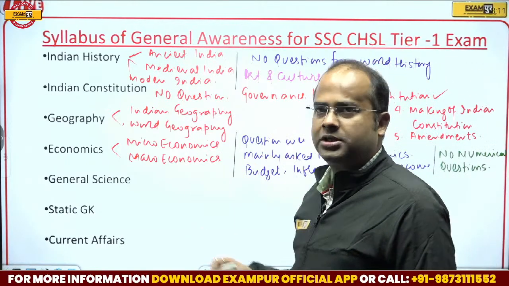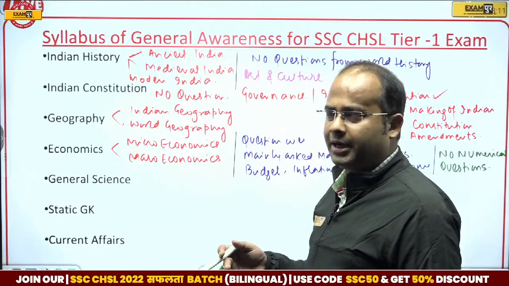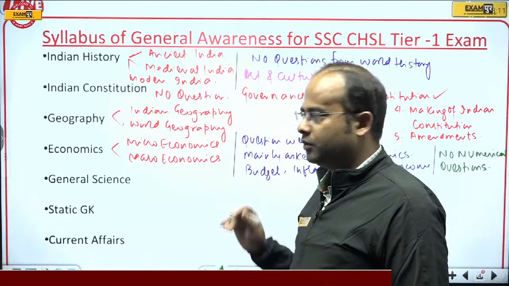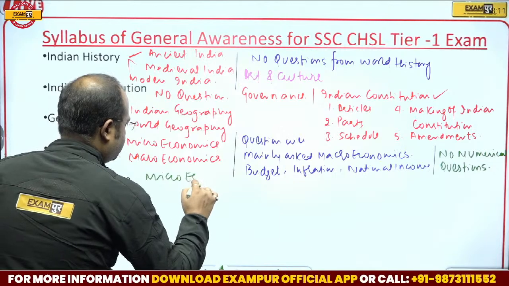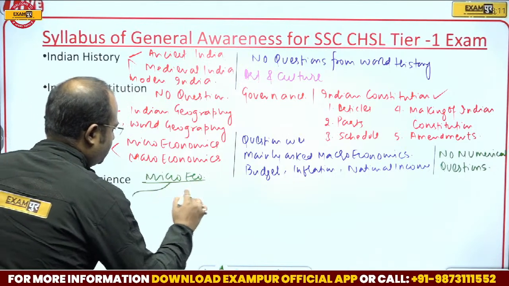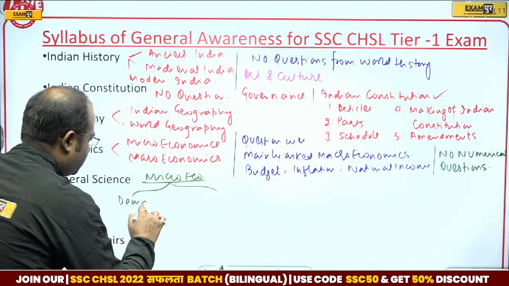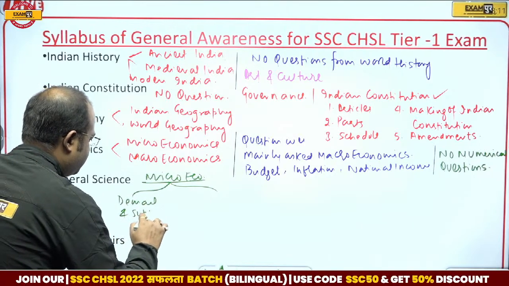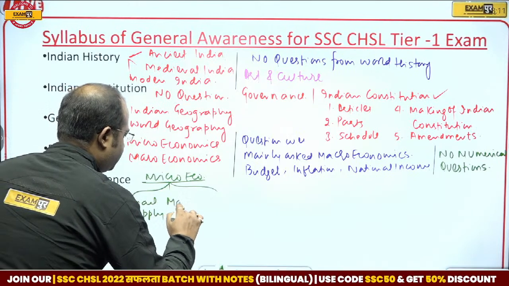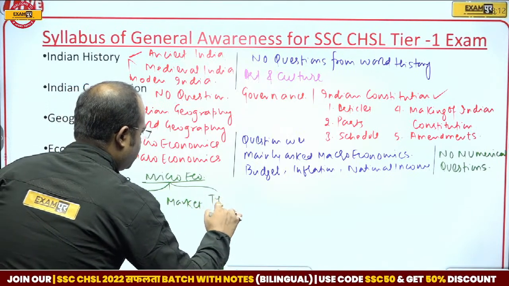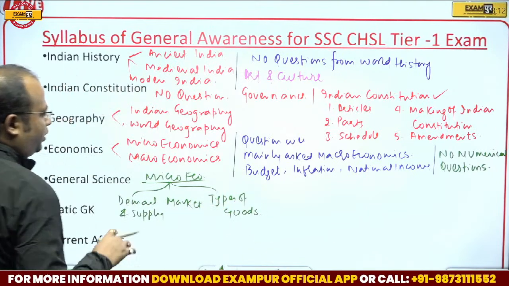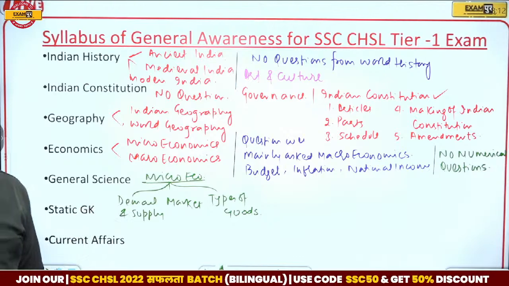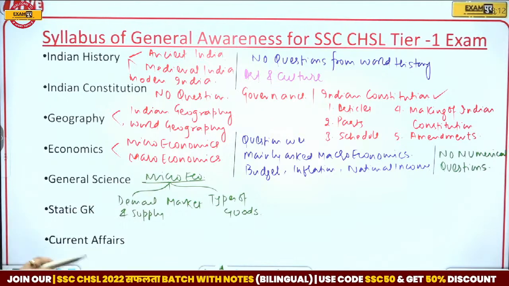Now they can ask you questions from microeconomics, especially about demand and supply, market, and types of goods. These are the important segments from microeconomics, but what we have seen in the last year's trend is that they have not asked questions from micro, generally the questions were from macro.